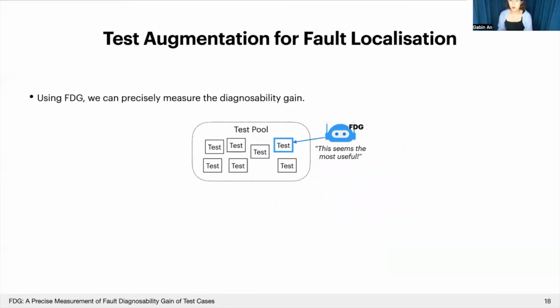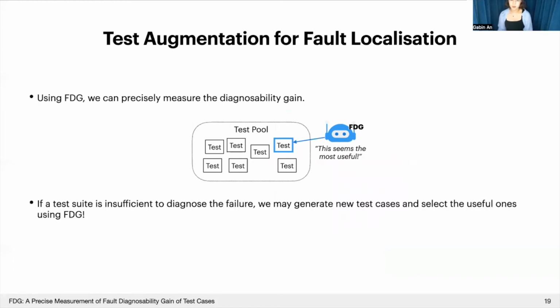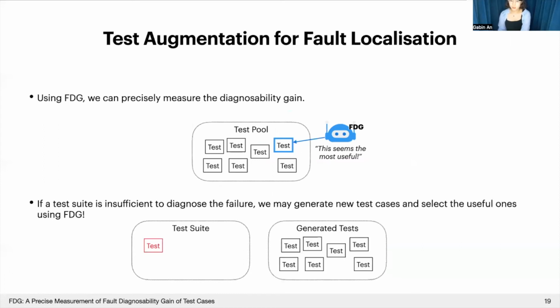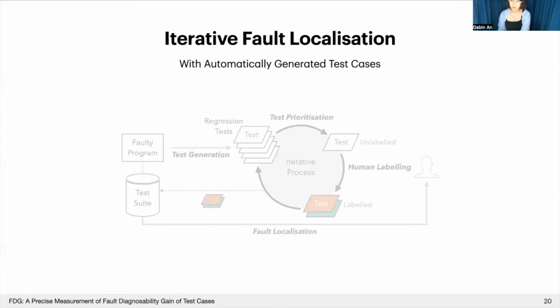Now that we know FDG can precisely measure diagnosability gain, the next natural question is whether FDG can help augment a test suite for FL. When a test suite is insufficient to diagnose the observed failure, we may generate new test cases and pick only the useful ones using FDG. In our paper, we call this scenario iterative fault localization, and I'll describe it in more detail step by step.